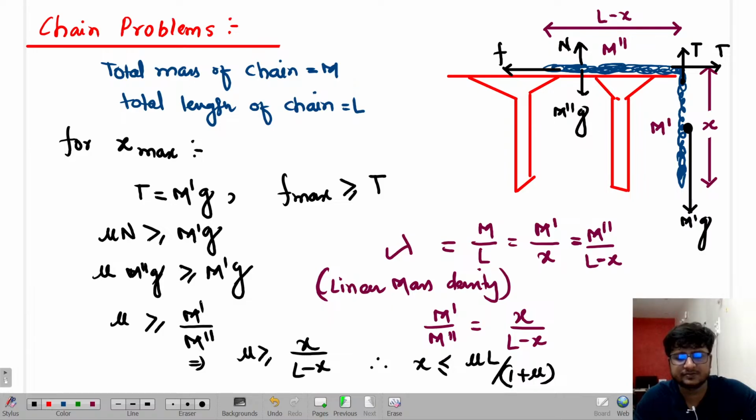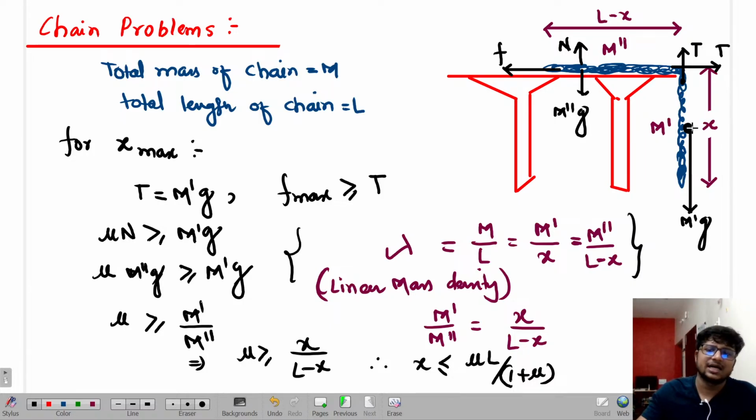Is this clear? See, the simple idea is there. This density factor, you guys got to know or not? Yes, the idea is very simple. I want some hanging part from the table. How much maximum can this hang?